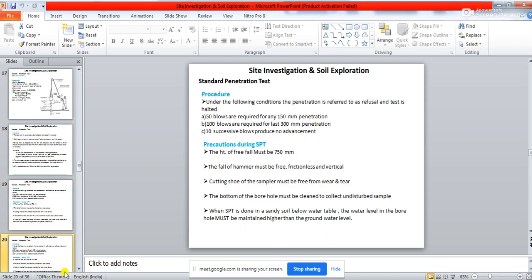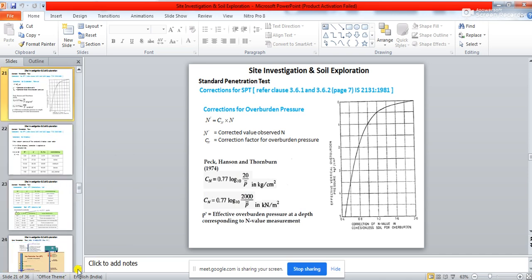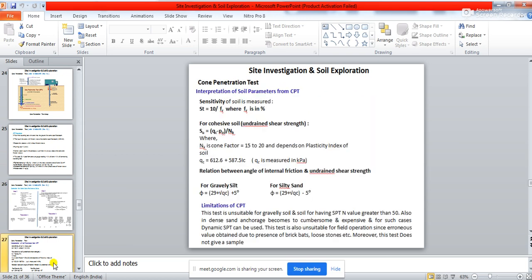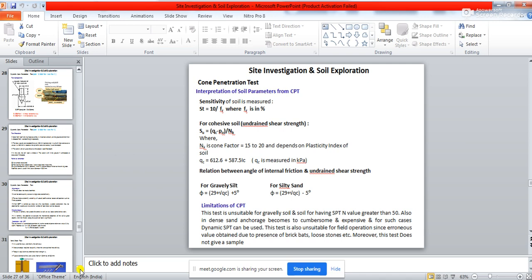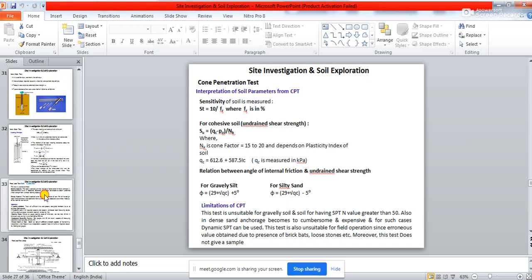Height of the fall, and how to decide the correction of the standard penetration test and other things, we have discussed. Okay, so after this let us move to another test, which is termed the plate load test. Okay, so we'll discuss the plate load test today.